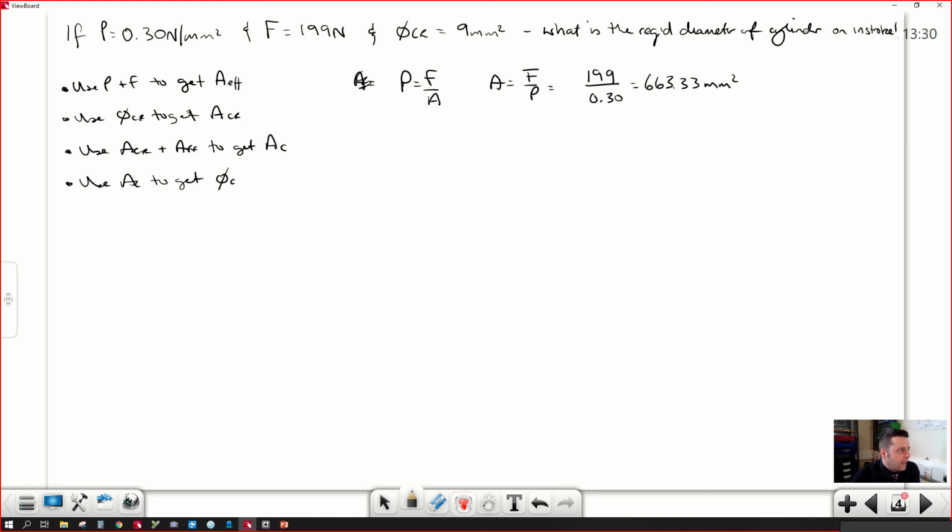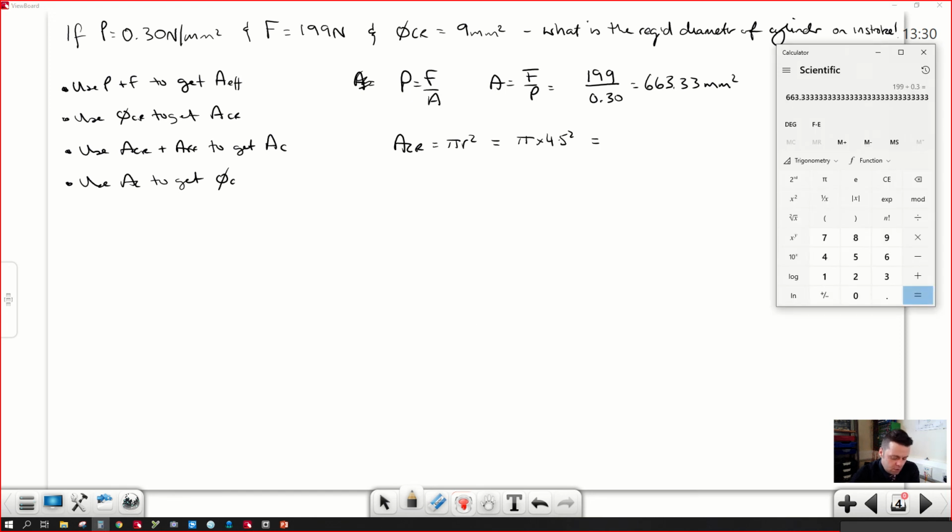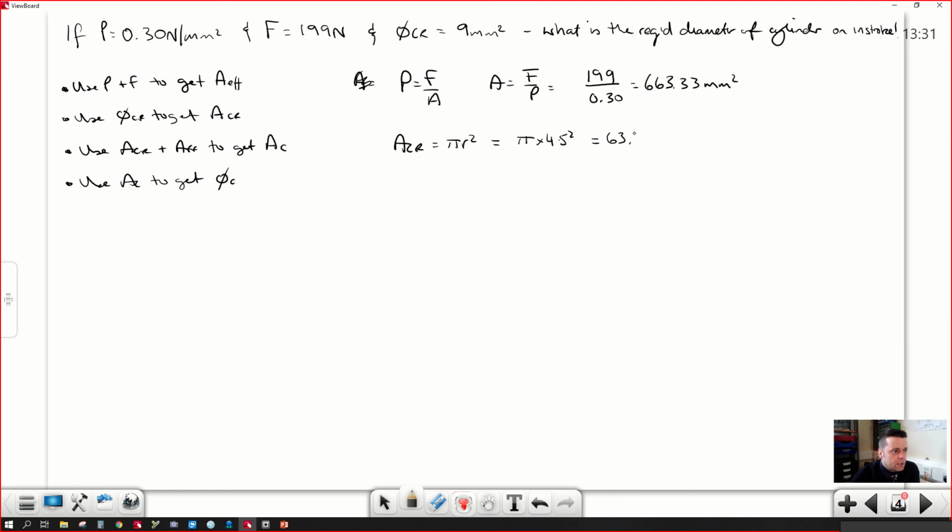Use the diameter to get an area. The area of the cylinder rod is pi r squared. Half of 9 is 4.5, so that's pi times 4.5 squared. So the area of our cylinder rod equals 4.5 times 4.5 times 3.141, which is 63.61 millimeters squared.